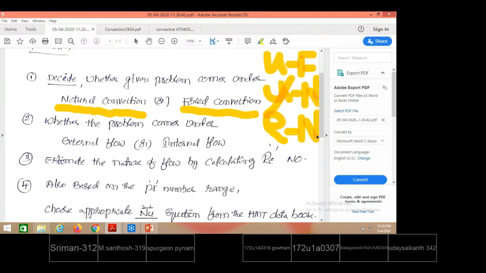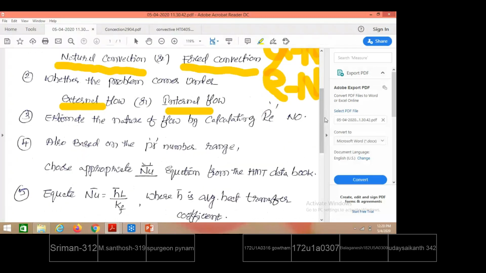Whether the problem comes under natural convection or forced convection, then we must decide whether the flow is happening externally or internally. For internal flows, one kind of relationship is available for Nusselt number. For external flow, another kind of relationship is available. Based on the flow, we have to calculate Reynolds number in the case of forced convection and Grashof number in the case of natural convection.